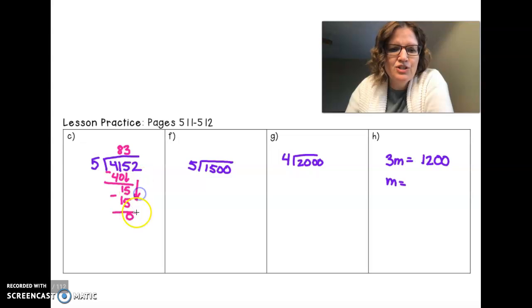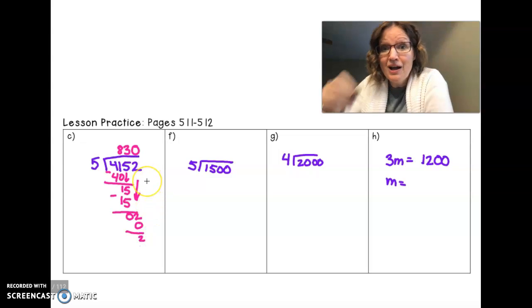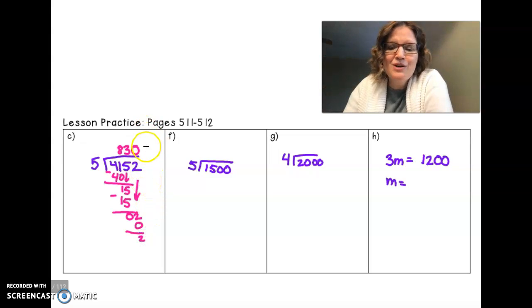I bring down my 2. I know that 2 cannot be divided by 5, and so I say can't be divided by 5. We do 0. We get 2 if we want to follow all the steps, and we know that our remainder is going to be 2.